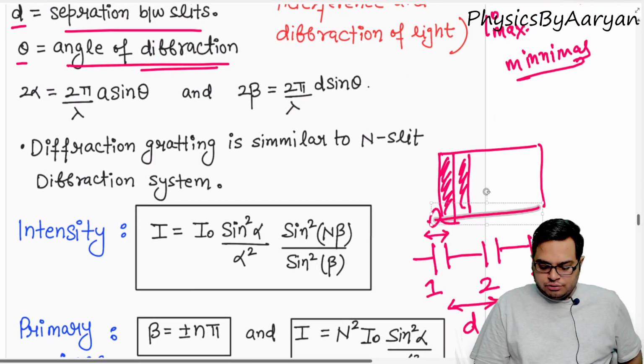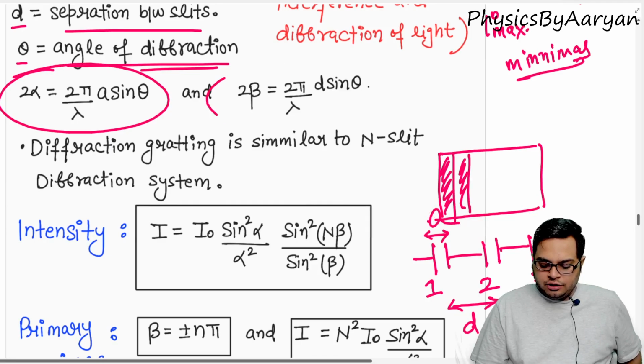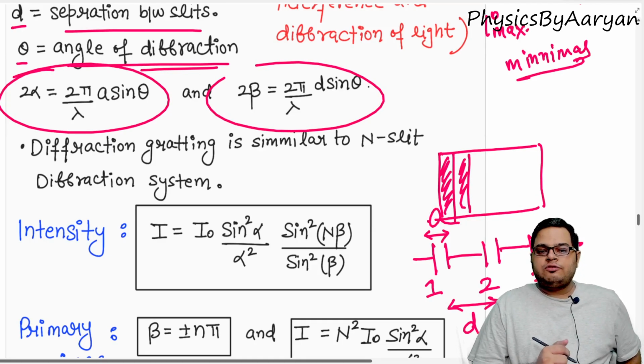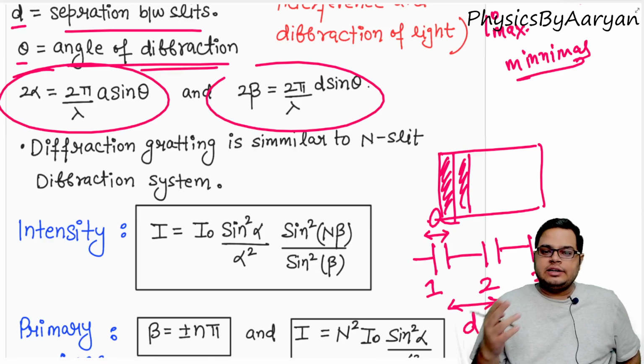So in diffraction, you define two things, which are alpha and beta. I don't think you need this as much, but you can keep it in mind. 2 alpha is defined as 2 pi by lambda a sine theta. 2 beta is defined as 2 pi by lambda d sine theta.